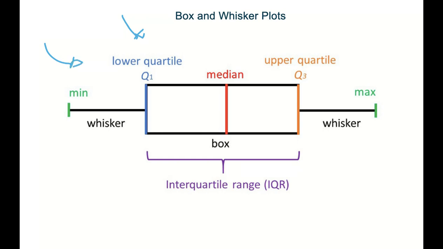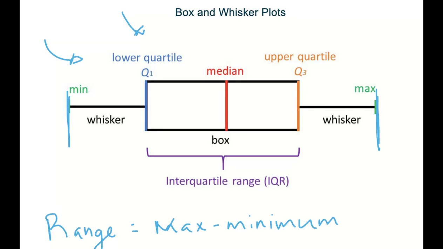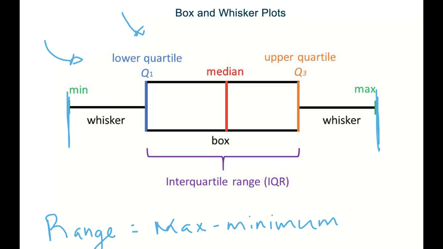Box and whisker plots are really good ways to show the range of a set of data or how far it spreads. If we are going to look at a box and whisker plot, you can see the minimum and the maximum are already labeled here. So I have my minimum and I have my maximum, and I know that the range is going to be the maximum minus the minimum. The range is how far our data spreads across the distribution. So I can already find my range just by looking at my box and whisker plot.